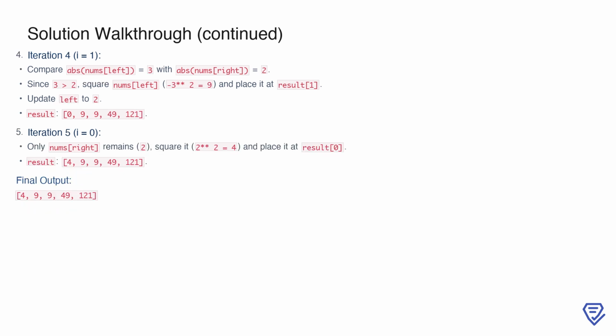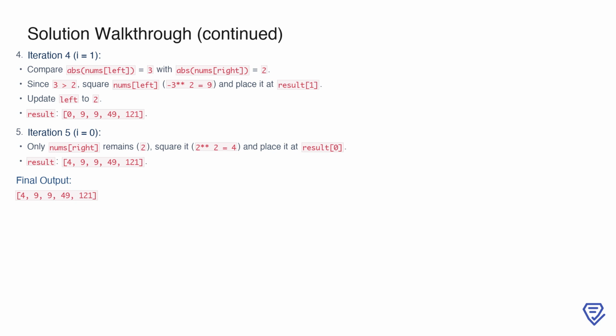In the fourth iteration, we compare abs(-3) and abs(2). Since abs(-3) is greater, we square -3 to get 9 and place it in the next available position in the result array. The left pointer moves inward. The result array now looks like 0, 9, 9, 49, 121.